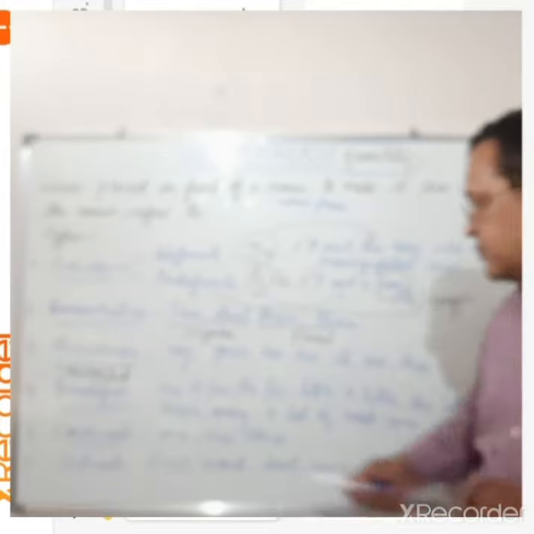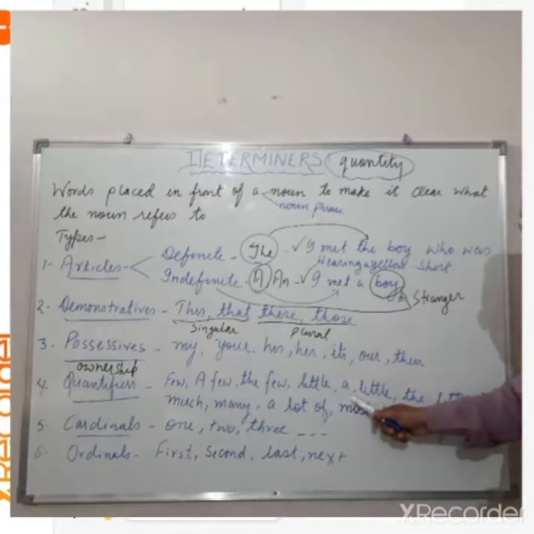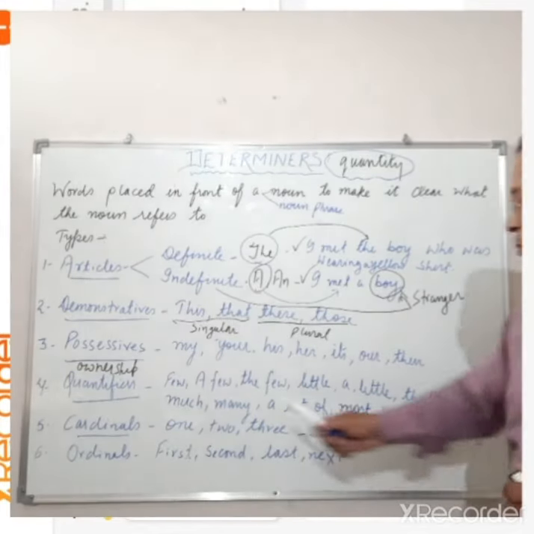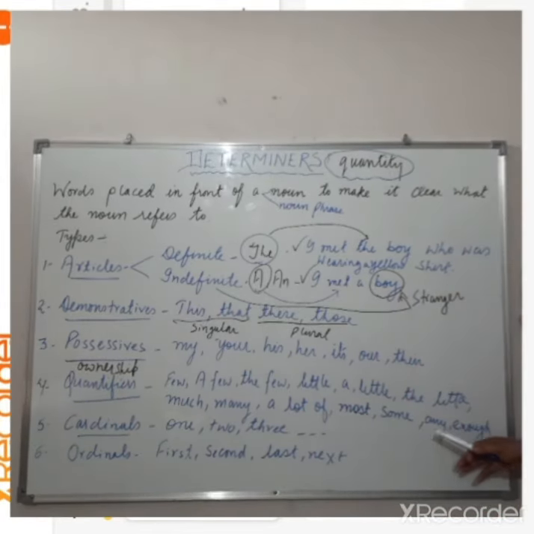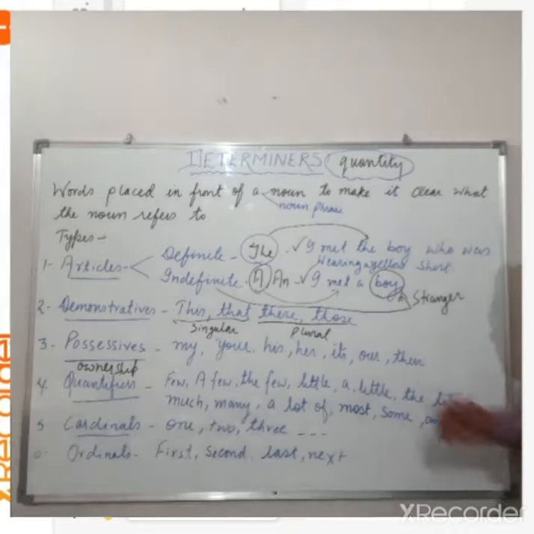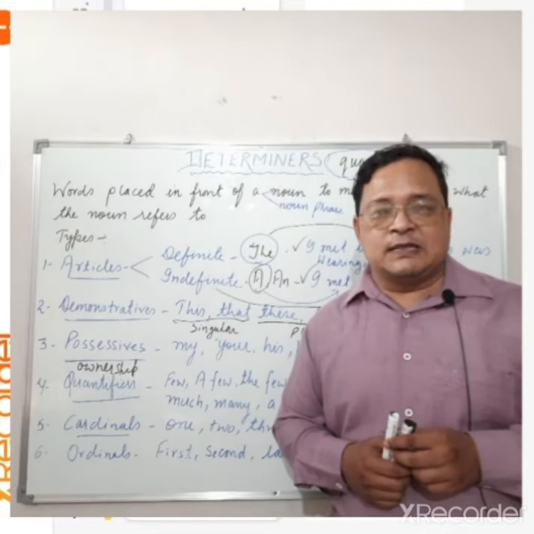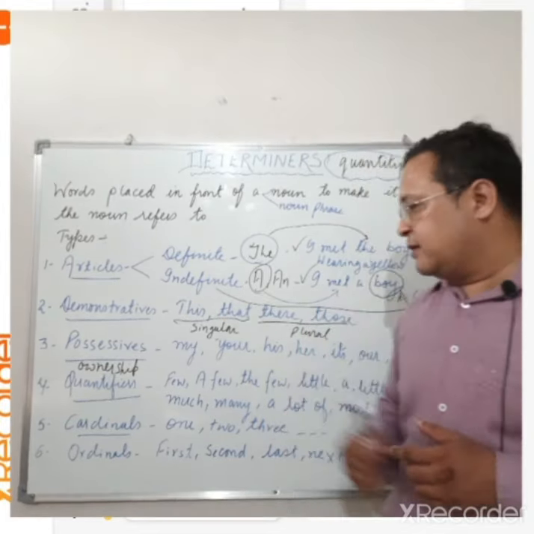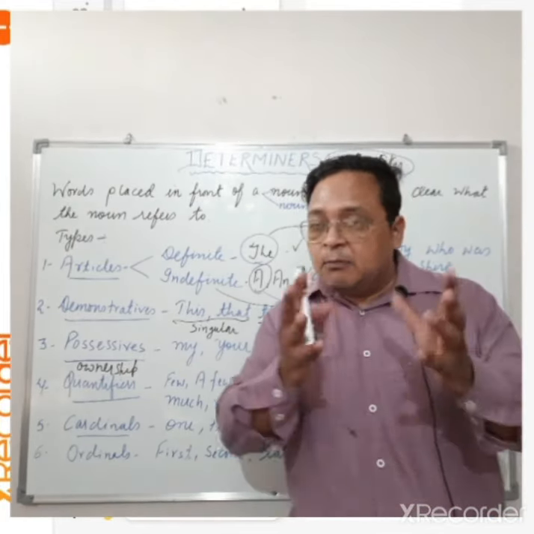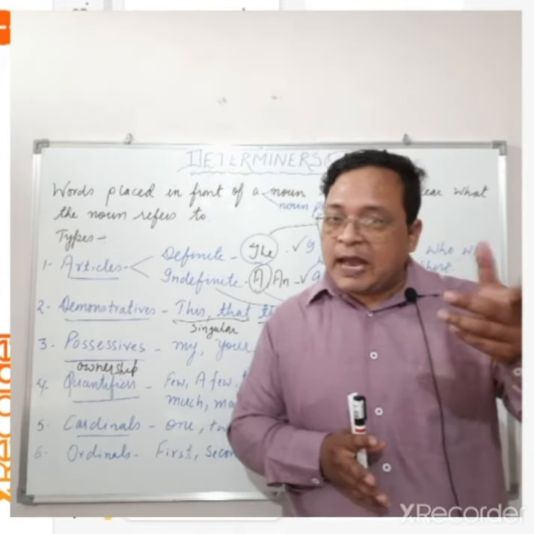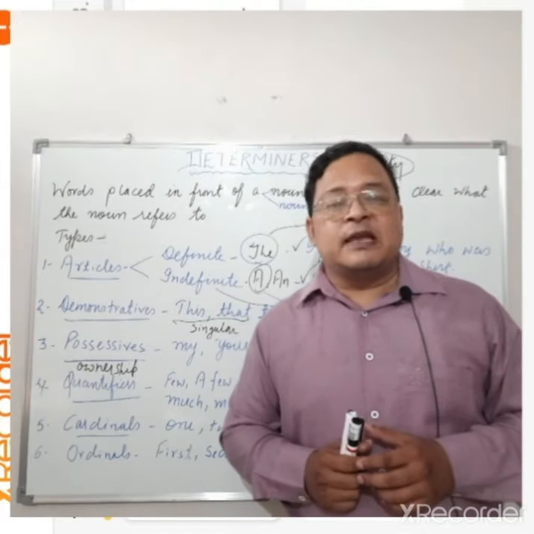Some examples: few, a few, the few, little, a little, the little, much, many, a lot of, most, some, any, enough. So these are the words which tell us about the quantity of anything. In the second example in the beginning, many boys were involved in the nuisance and some boys were involved in the nuisance. So many and some both are quantifiers, which I already explained to you in the beginning.